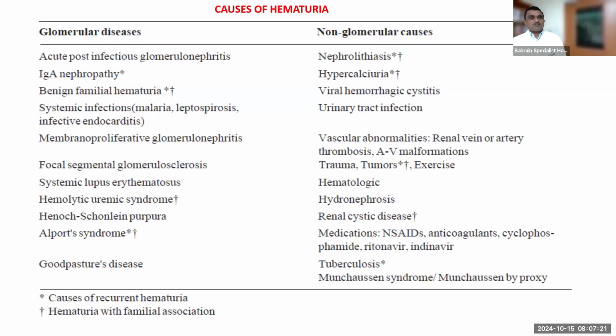These are the various causes of hematuria. They can be divided into glomerular or non-glomerular. In glomerular causes, you have acute post-infectious glomerulonephritis, IgA nephropathy, benign familial hematuria, systemic infections, membranoproliferative glomerulonephritis, hemolytic uremic syndrome, Henoch-Schönlein purpura, and Alport syndrome. A few of them can cause recurrent hematuria, and a few have familial association, like benign familial hematuria, nephrolithiasis or hypercalciuria.